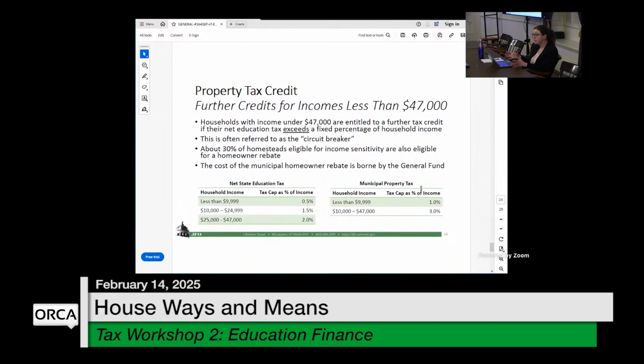There's also a municipal property tax credit circuit breaker, which is borne by the general fund, and there are two different parameters there. Less than 10,000, a cap of 1%, and 10,000 to 47,000, a cap of 3%. Thank you.